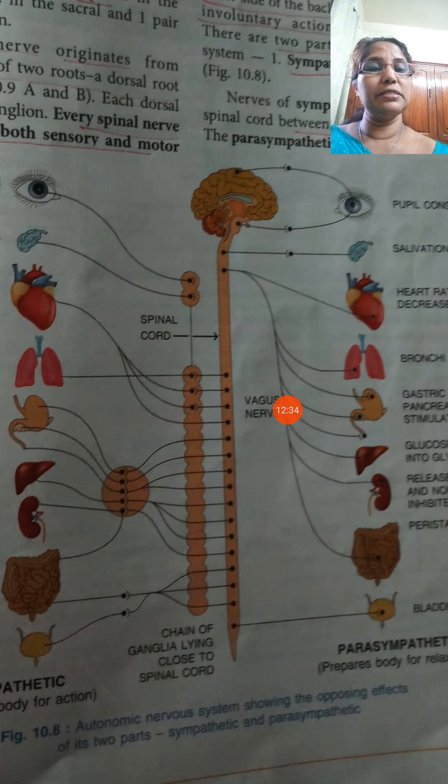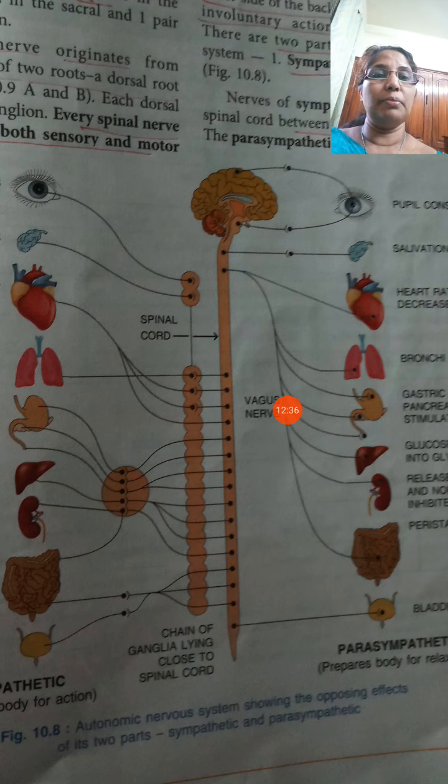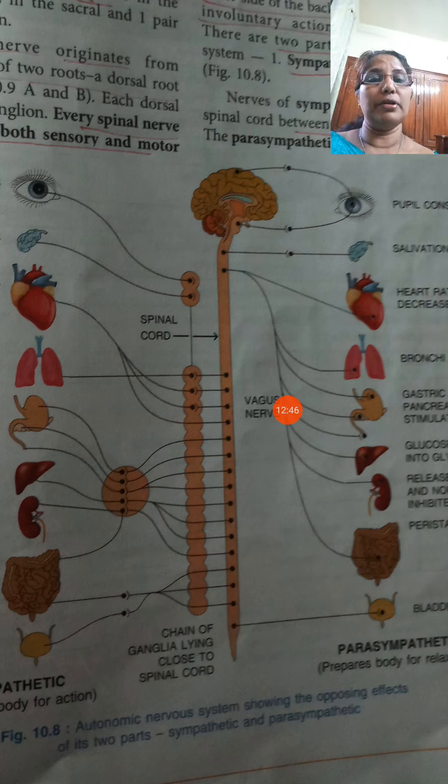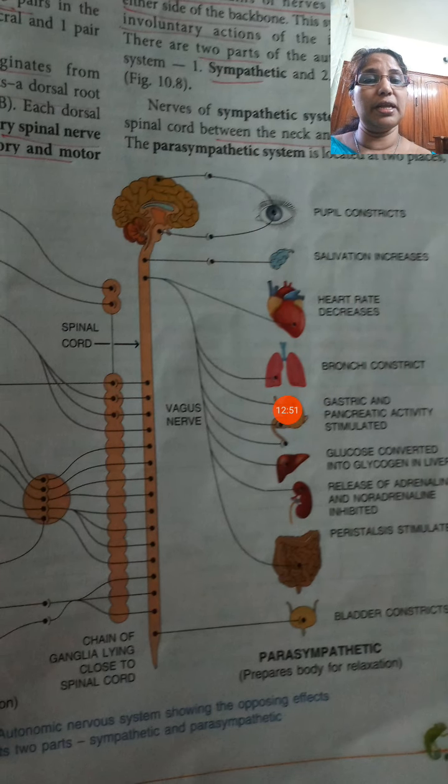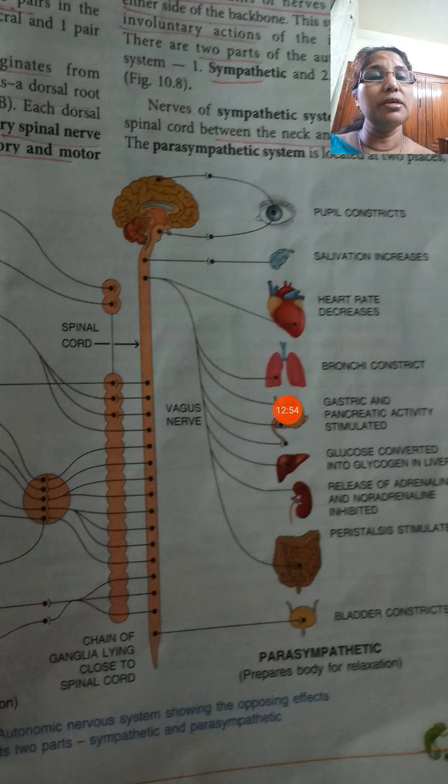Then again you can see the parasympathetic nervous system. The parasympathetic nervous system is bringing the body back into the previous condition or a relaxed mode. After the functioning of the sympathetic nervous system, after the emergency situation, our heart rate must come down, so that the heart rate decreases. Then salivation starts again, and the pupil constricts. After meeting the emergency situation, the opposite functions are done by the parasympathetic nervous system.